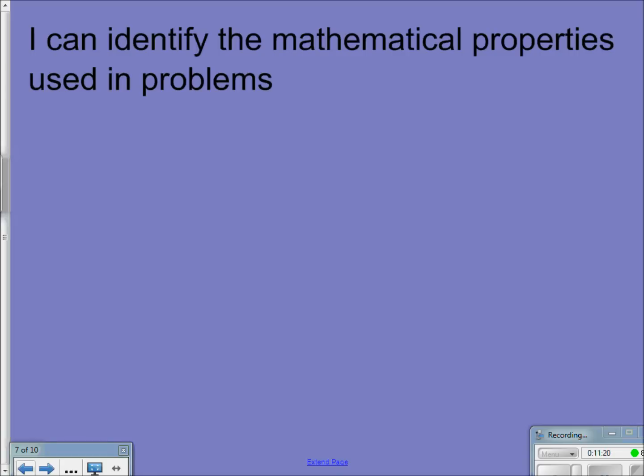Today we're going to learn about two more properties that we did not get to yet. Our objective is going to stay the same: I can identify the mathematical properties used in problems.